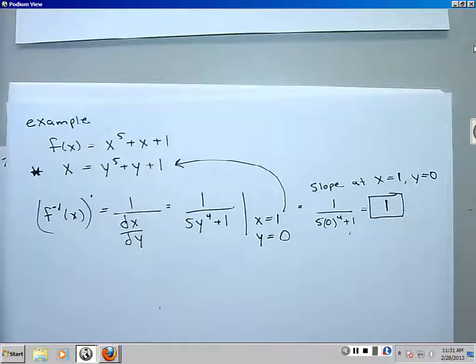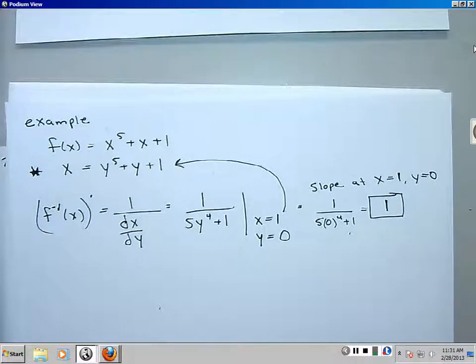How did you determine that y is 0? Because I plugged x in here, so I have 1 equals y to the 5th plus y plus 1. So y is going to be 0 to get 1 equals 1. So you just manipulate it according to what you want. Well, they gave me x equals 1, and I said, well, what y satisfies x equals 1 in this relationship?